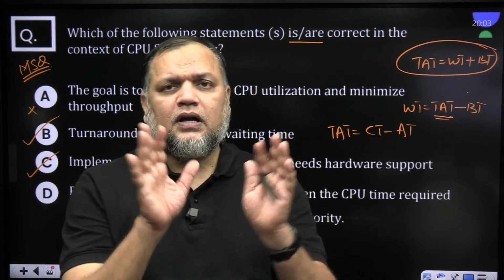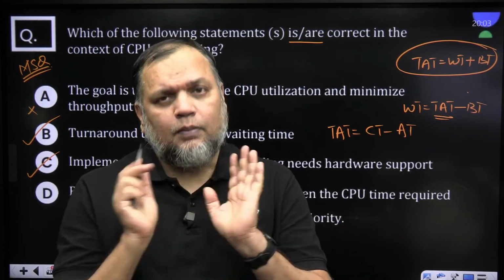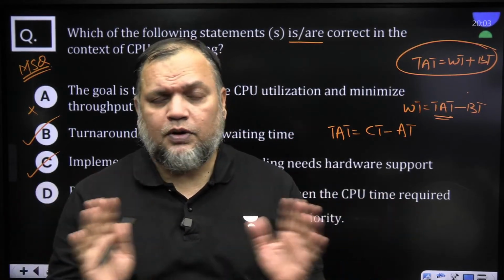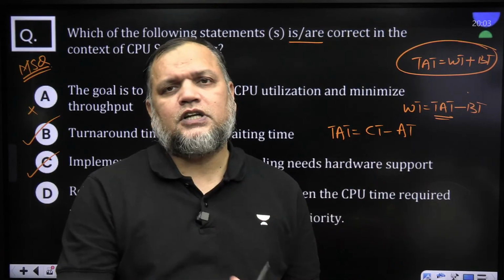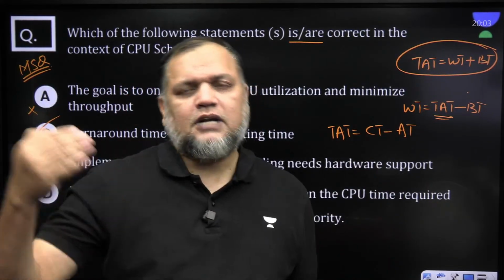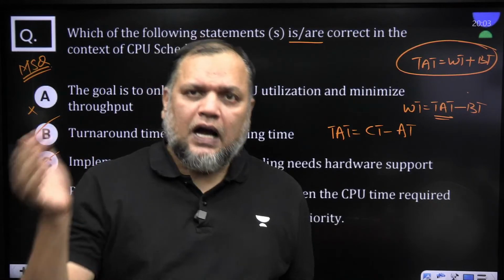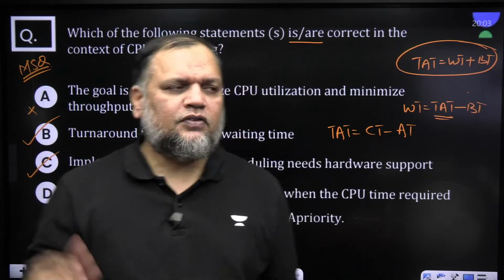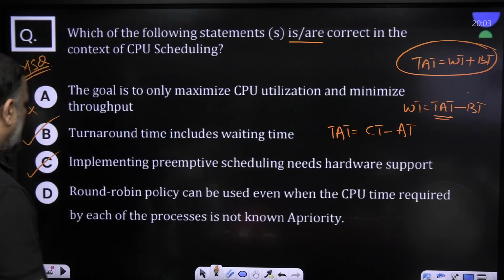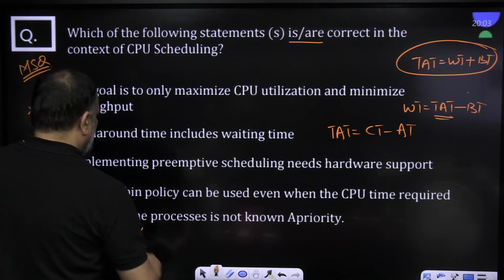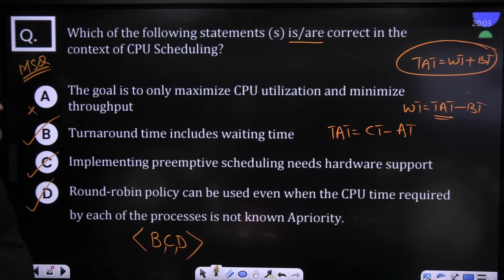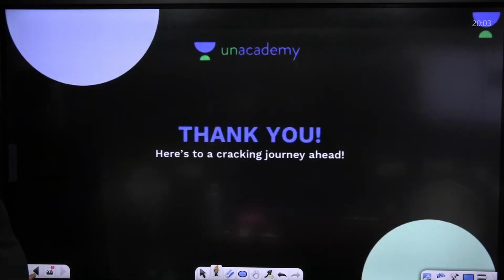अगर प्रोसेसेस की अगर आपको टोटल बर्स्ट टाइम पता ना हो, क्या हम राउंड रॉबिन इंप्लीमेंट कर सकते हैं? हाँ सर, बिल्कुल कर सकते हैं. That is what is the meaning of the statement. अगर आपको पहले से ही बर्स्ट टाइम प्रोसेसेस के पता ना हो, क्या हम राउंड रॉबिन इंप्लीमेंट कर सकते हैं? बिल्कुल कर सकते हैं. So that is what the choice is saying. So therefore this is also true. So as an MSQ the correct option for this is BCD. BCD. तो इस तरीके से you can work out.